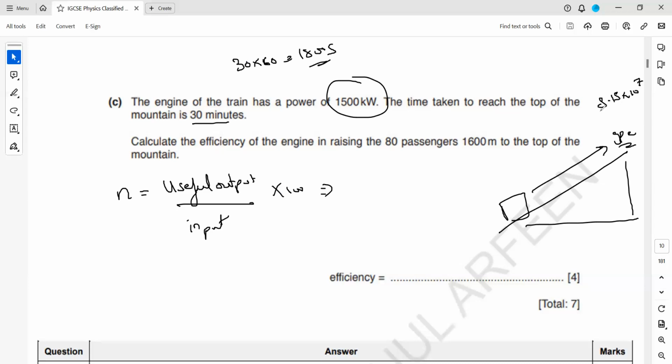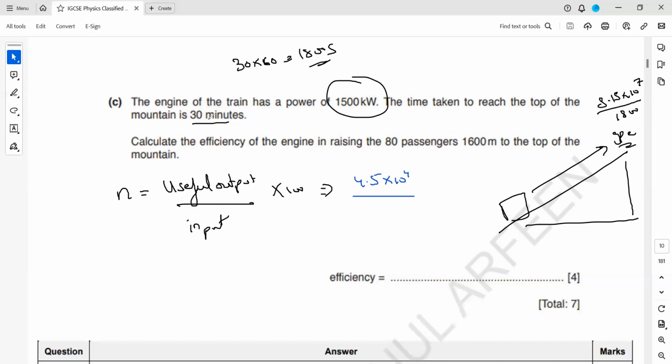The gravitational potential energy divided by the time will give us the useful power. So 8.15 times 10 to the power 7 divided by 1800. How much is this answer? That will give us the useful output: 4.5 times 10 to the power 4.